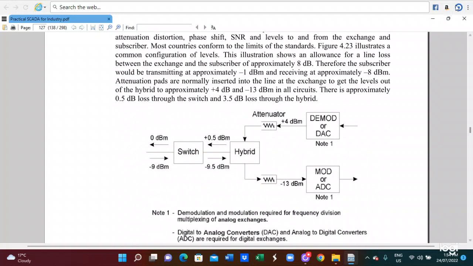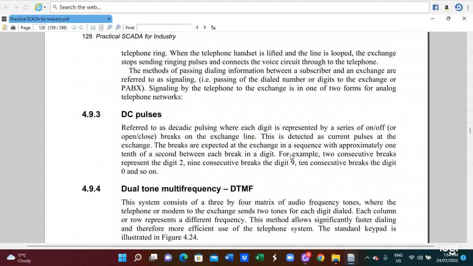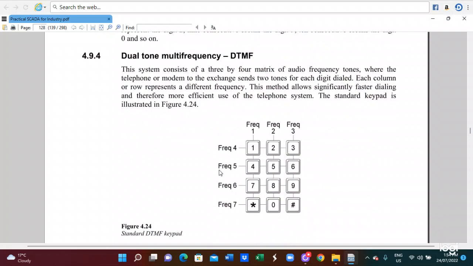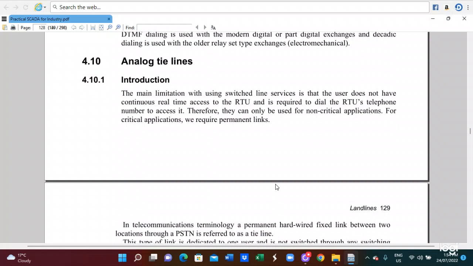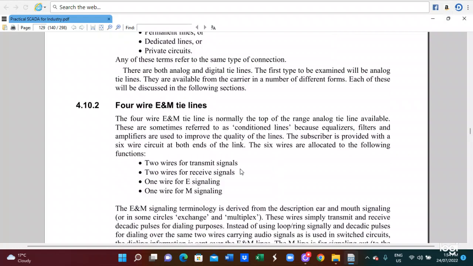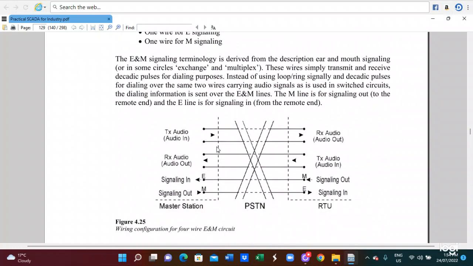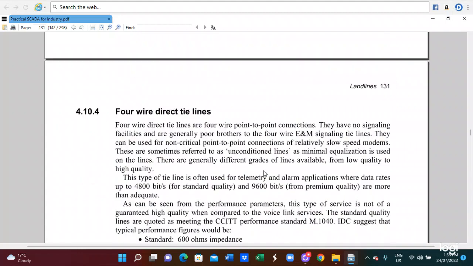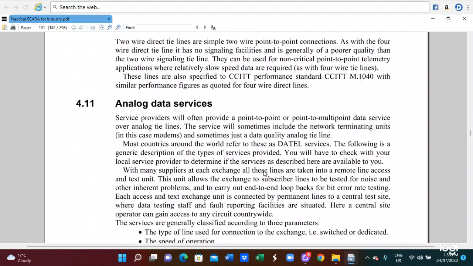Also, this is for the connection of the demodulator, modulator, hybrid, attenuator; you can also see the arrangement. Also, we are using the DC bus circuit and the voice frequency tone circuit. So this is a frequency circuit and the arrangement: switchboard, also the analog line. Another line can be the leased line, private line, dedicated line, and private circuit. Also you see the 4-wire E&M line, the location of the master station and the remote control unit, and the arrangement of the E&M signaling technology. You have the line signaling, the 4-wire line, the direct line, analog data.